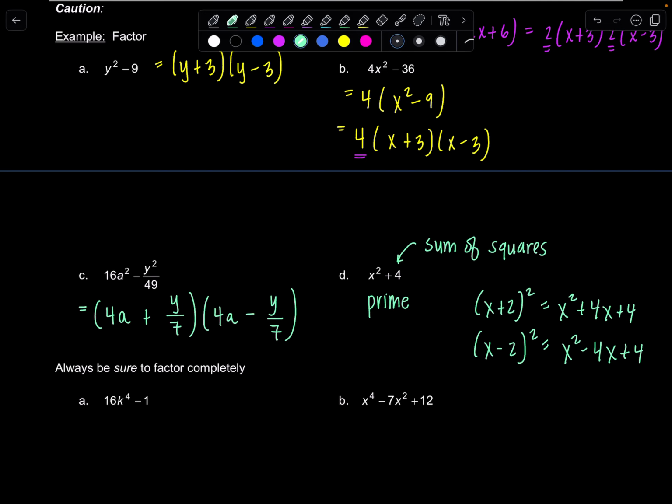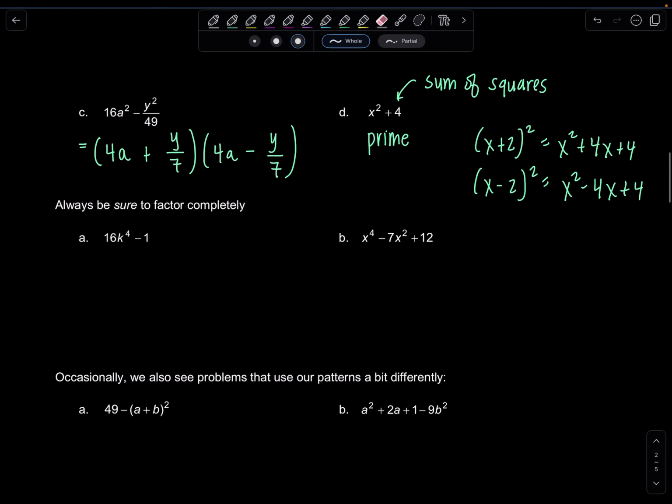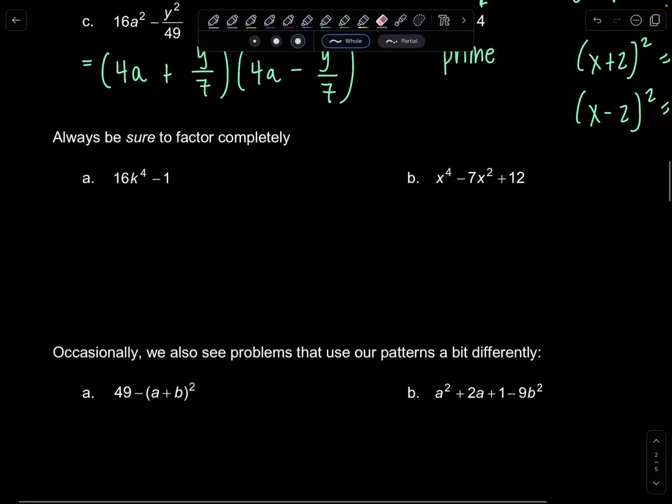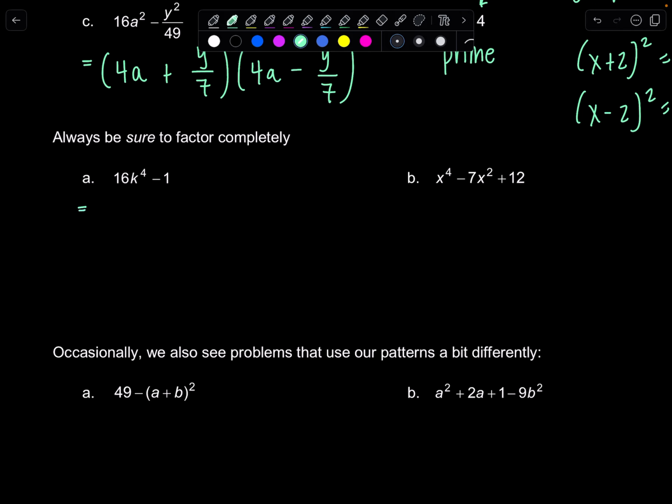Yes. Okay, and then sometimes it takes multiple rounds of factoring. So I wanted to give you a little reminder. Always be sure to factor completely. Here we have 16k to the 4th minus 1. So already it's a difference of squares. No GCF that I could take out. So you factor into 4k squared plus 1 and 4k squared minus 1.